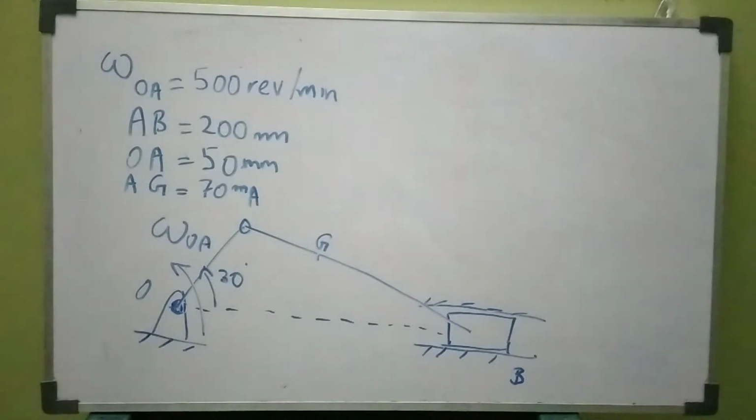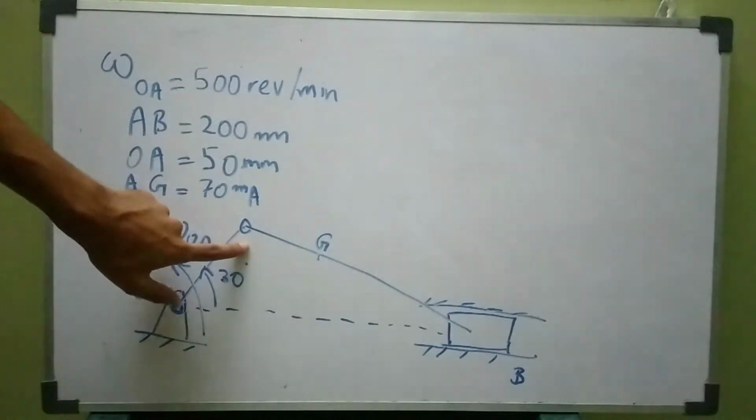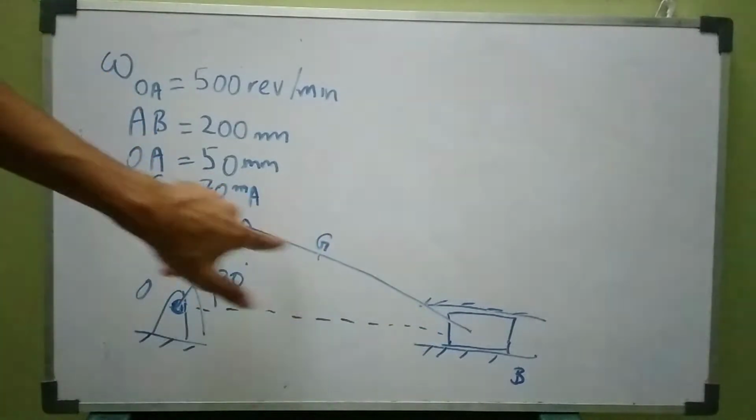Also the crank rotates at a steady speed of 500 revolutions per minute anti-clockwise. Using the method of instantaneous center of rotation, find the velocity of the piston B and the angular velocity of the connecting rod for the configuration shown. So they have asked to find the velocity of the piston B, which means we need to find the velocity of this piston B. Also they have asked to find the angular velocity of the connecting rod. So we need to find the velocity of this B. Also we need to find the angular velocity of this AB rod.